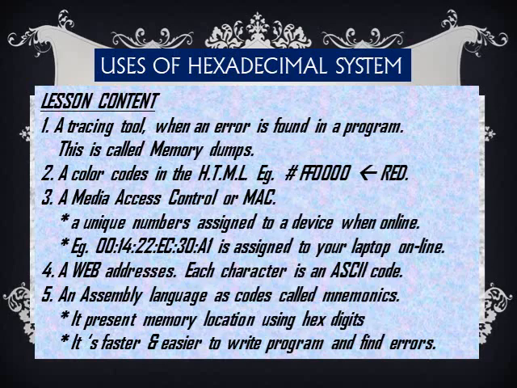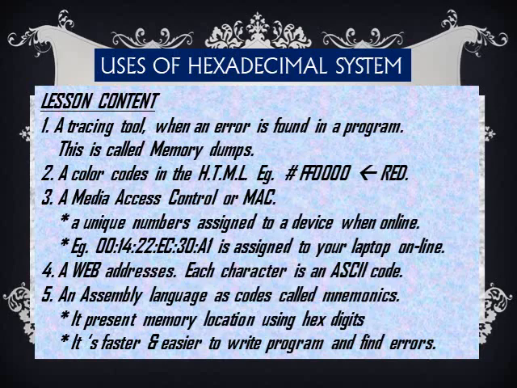Number 2. Hexadecimal digits are used as color codes in the Hypertext Markup Language. An example is #FF0000. It's a hex code represented as the primary color red. Some other color codes are available on page 16.